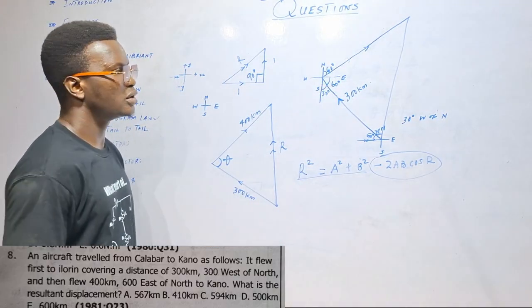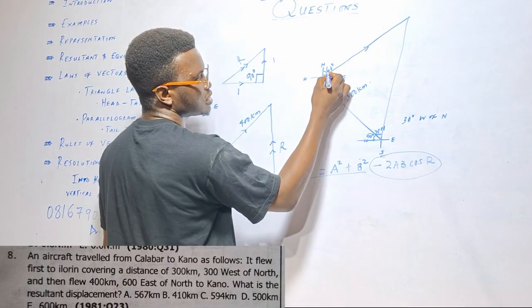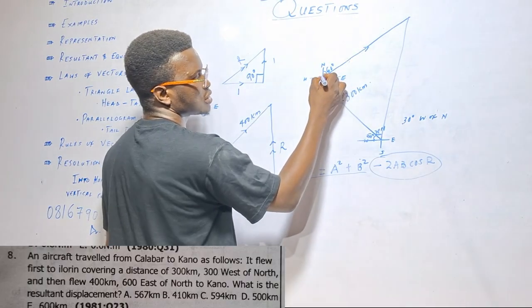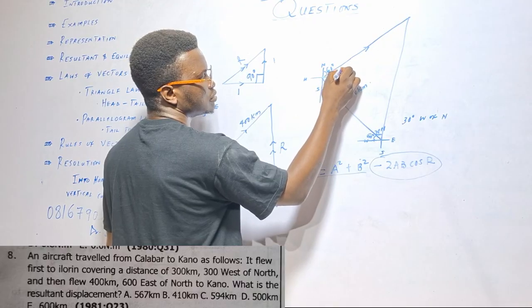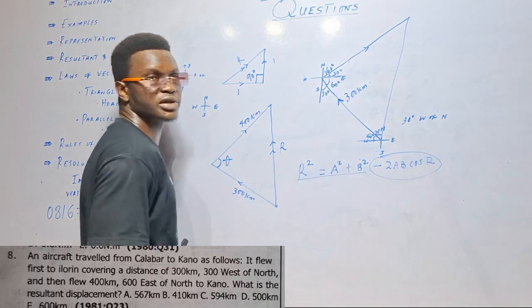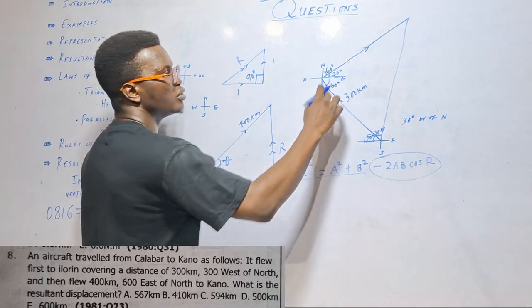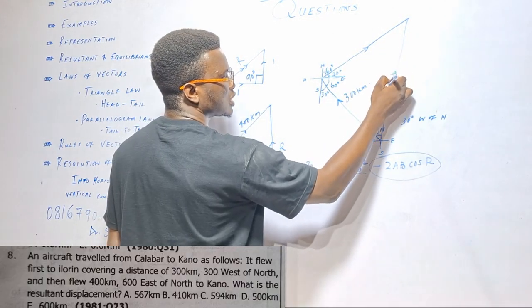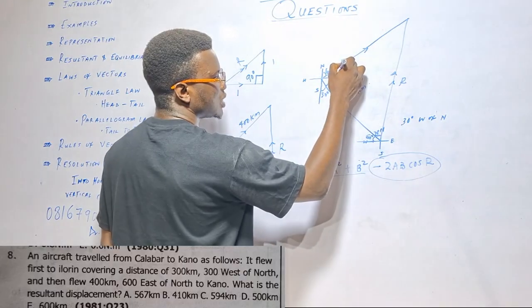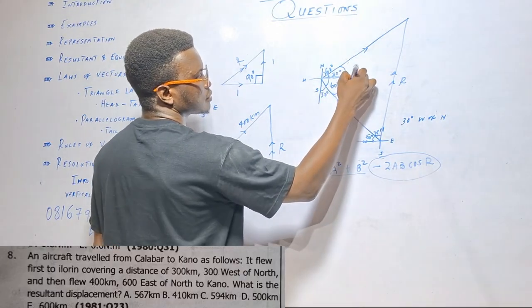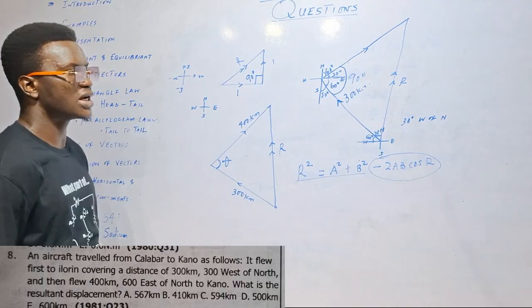I hope you're following. If this place is 60, what do you think this angle will be? The one to the north. It's going to be 30 degrees because the total angle here is 90 degrees. So automatically, if you look at this angle facing our resultant R, the angle is actually what? 90 degrees.